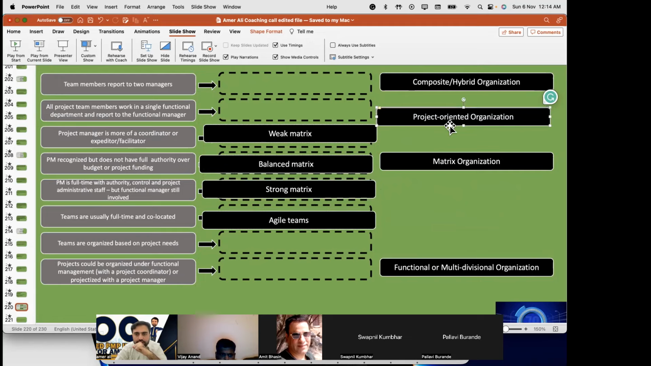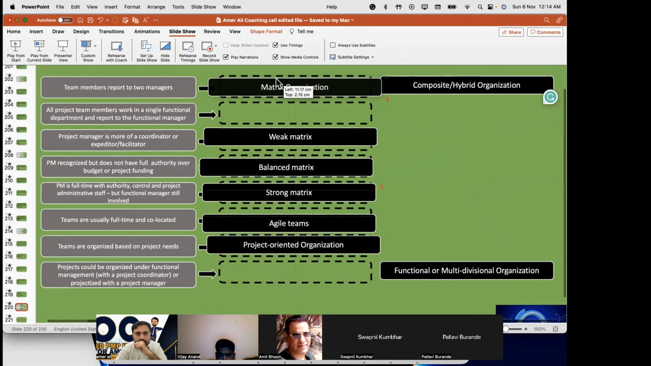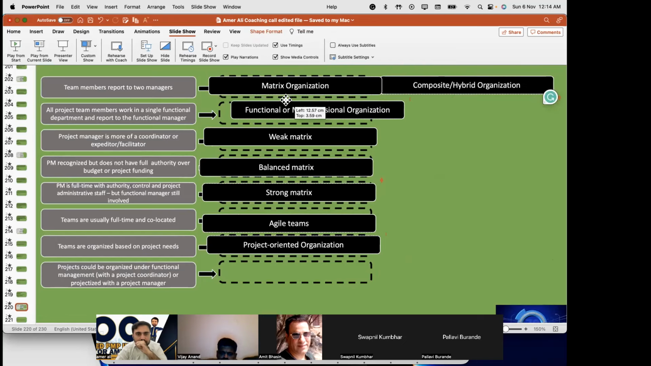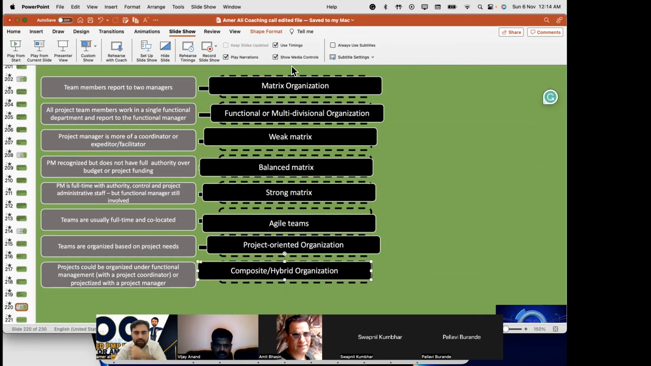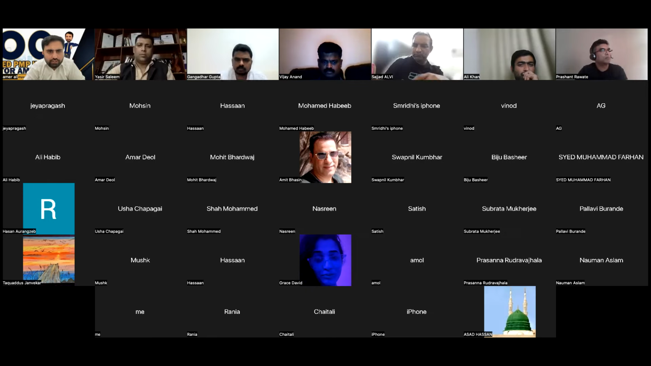Project oriented organization is basically teams arranged according to project need. Two managers, or reporting to two managers, is the definition of a matrix organization. All team works under a single functional manager: that's a functional organization. Composite and hybrid is this. You did a good job, but a little bit more effort is required.